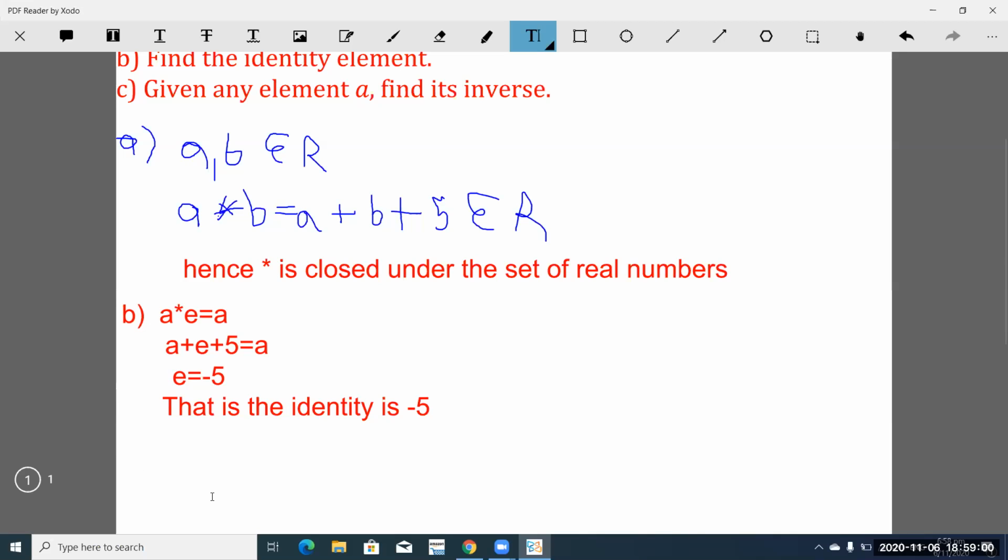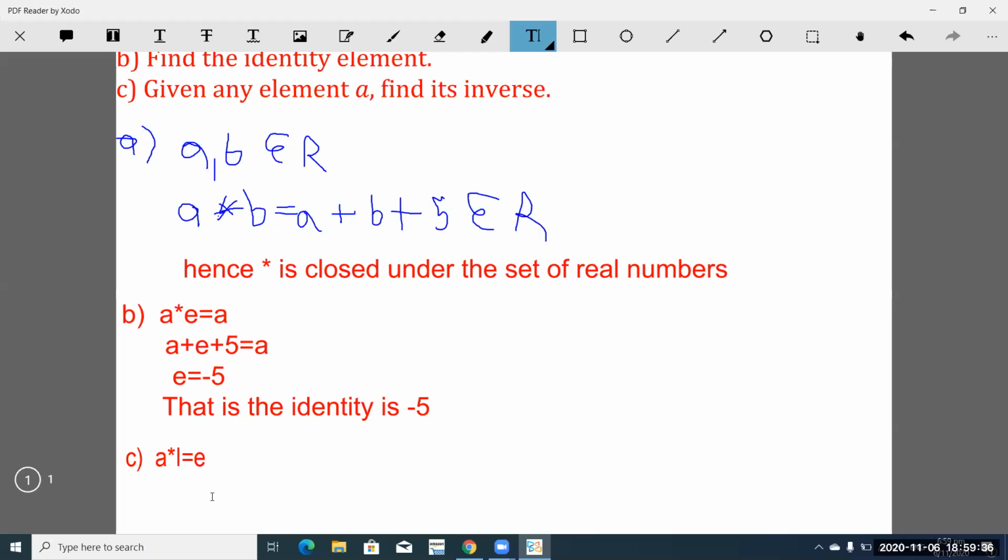All right. Now part C. It says, given any element A, find its inverse. What was the equation that we used to solve for inverse? A star A to the negative 1. Very good. I'm not going to use A to the negative 1; I'm going to use I. I represents inverse. So A star I equals E. That's the equation that we use.